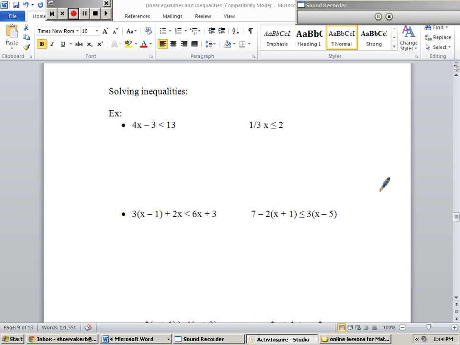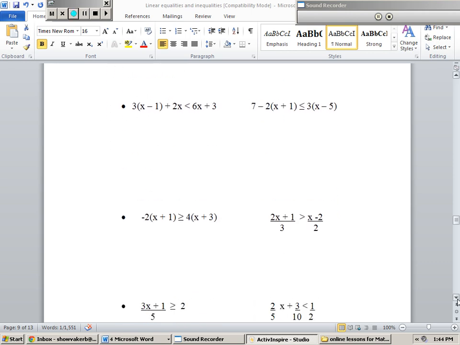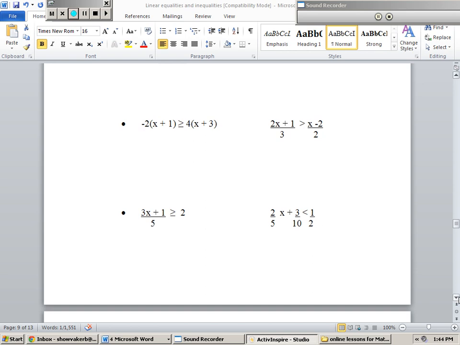That is the only difference between an inequality and an equality in solving. The steps are the same. Distribute, lose a fraction, combine like terms, bring variable to one side, and solve.